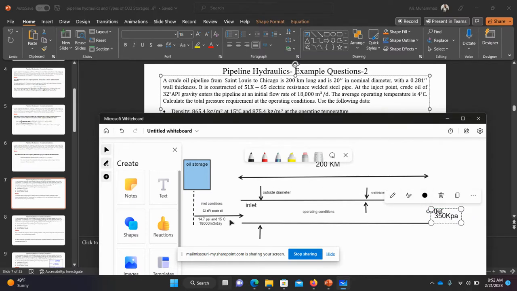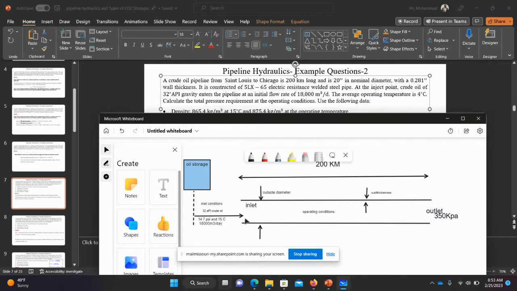What should be the pressure here at this point, at the inlet condition, so that the final pressure becomes 350 kilopascal? We say that the pipeline is horizontal, it does not have any elevation. To have a pressure of 350 kilopascal, what should be the inlet pressure so that the pressure at the end reaches 350 kilopascal?